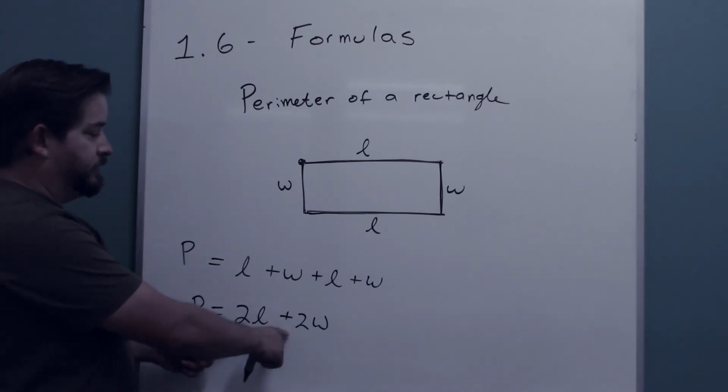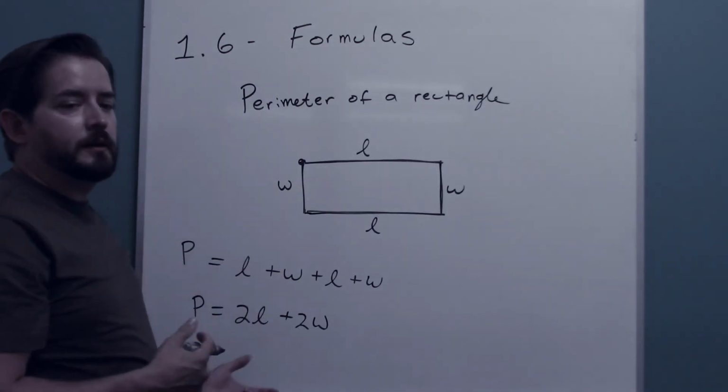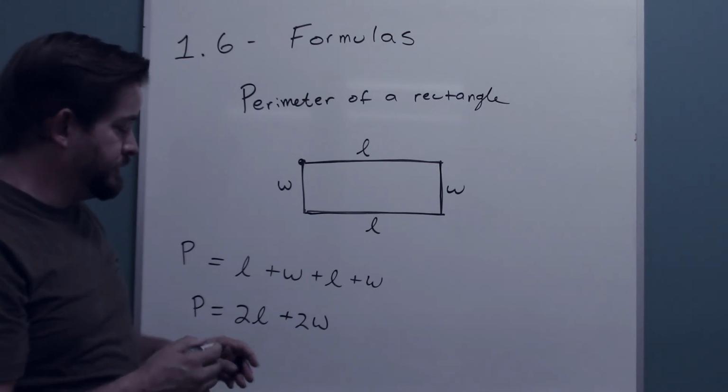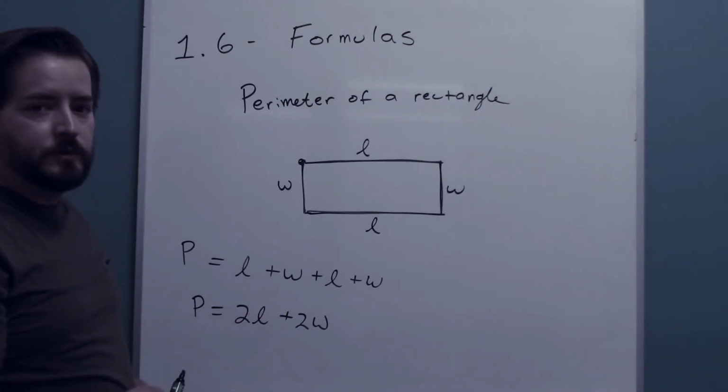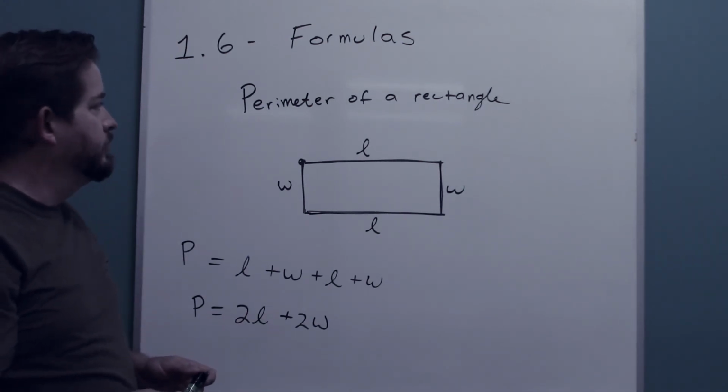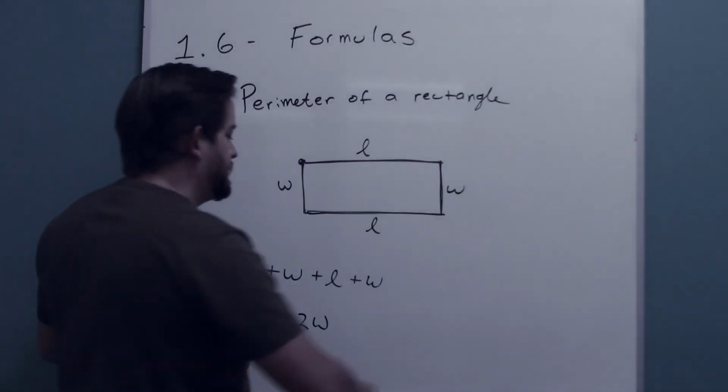And this is a formula for the perimeter of a rectangle. And if you remember this, you don't have to go through and figure it out every time, you just know it's two lengths plus two widths. This one's fairly easy, most people can recite this one just by thinking about it just for a moment, right?